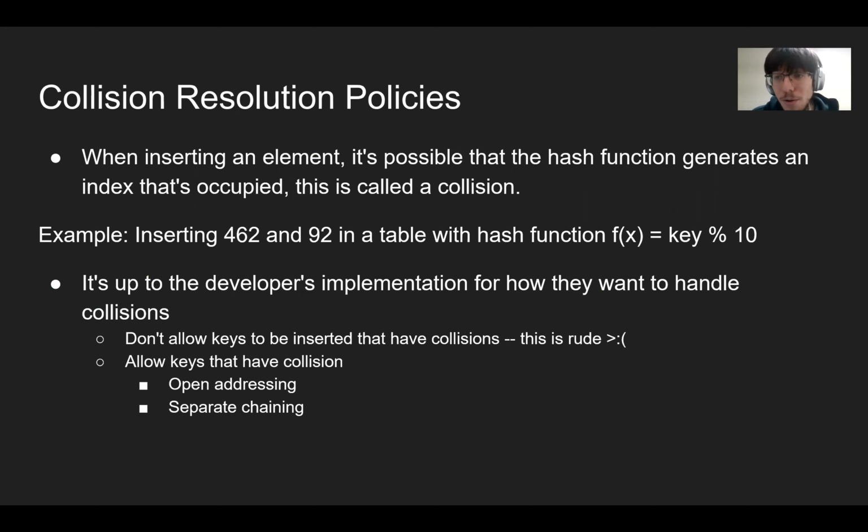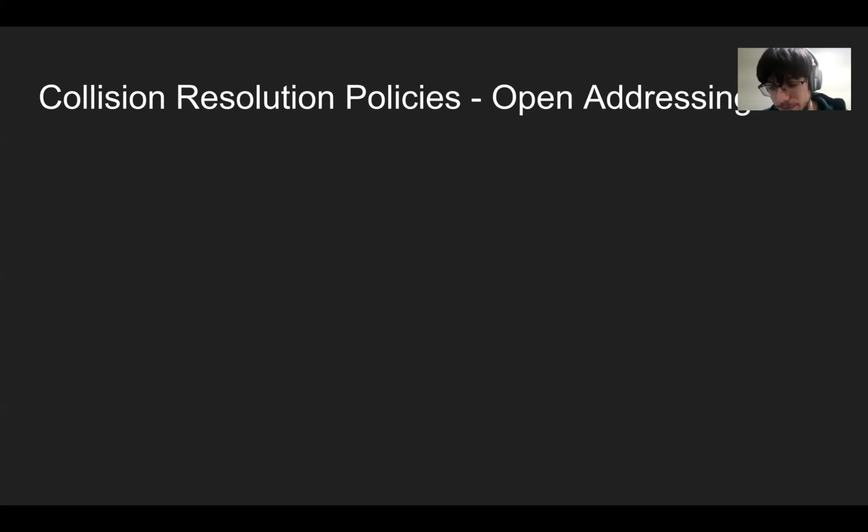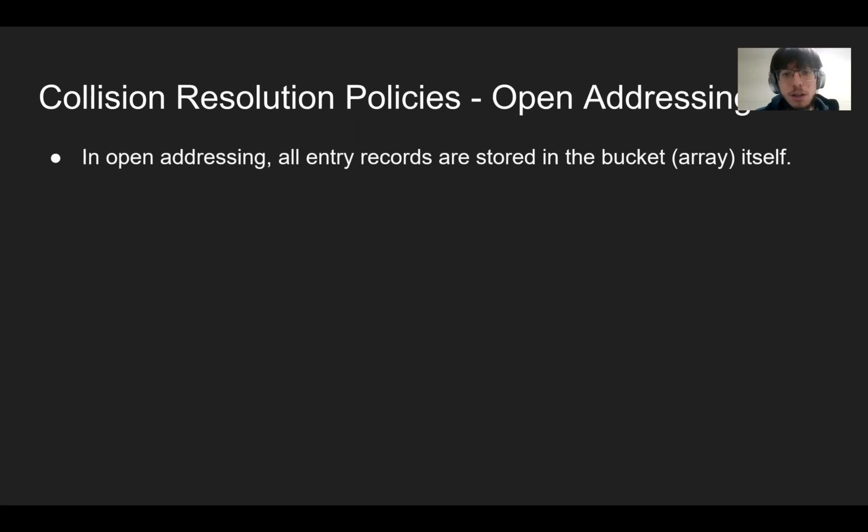So you can allow collisions, and then there are 2 options. One is called open addressing, the other one is separate chaining. We'll look at them. The first one we're going to look at is open addressing. In open addressing, all entry records are stored in the bucket itself.